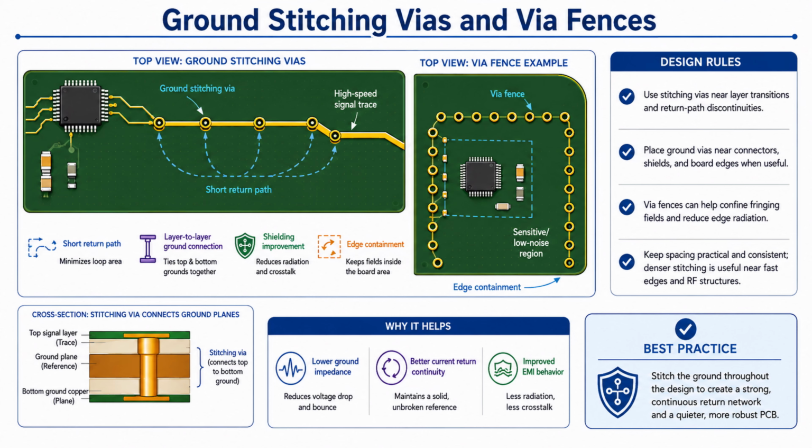Via fences are another powerful technique. By placing a row of ground vias along an edge, around a sensitive circuit, or near a noisy region, you can help contain electric fields and reduce unwanted radiation. Think of a via fence like an electromagnetic guardrail. But do not use stitching vias randomly. Place them where they support return current, shielding, connectors, board edges, and high-speed transitions. A well-stitched ground system makes the PCB quieter, more predictable, and more robust.